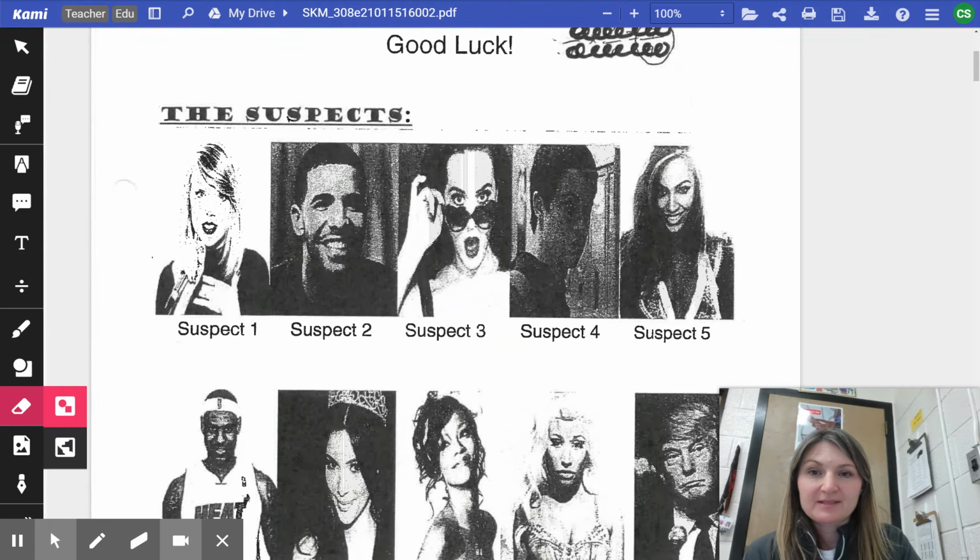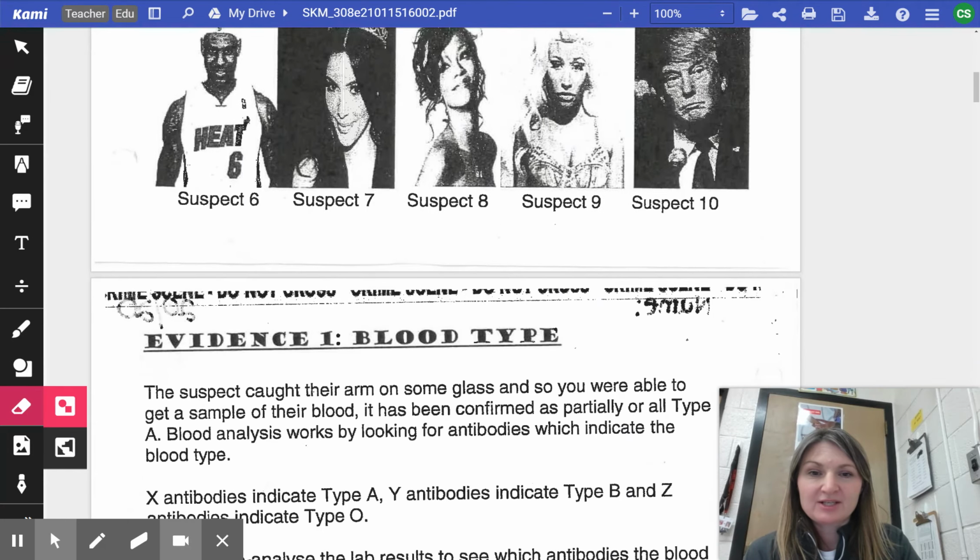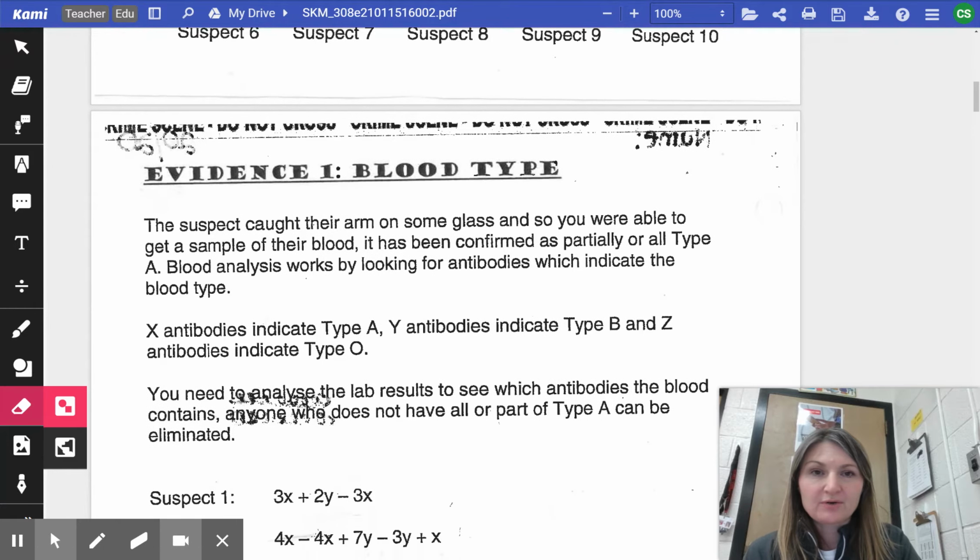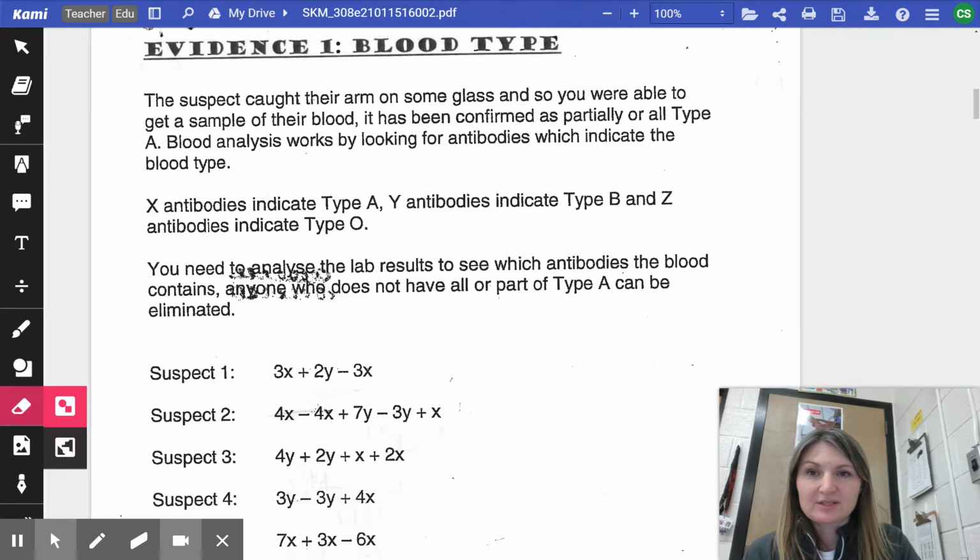So you have suspects, and then each page we're going to go through to eliminate certain suspects. Okay, page 1. Evidence 1 is on blood type. The suspect caught their arm on some glass, so you're able to get a sample of their blood. It has been confirmed as partially or all type A.